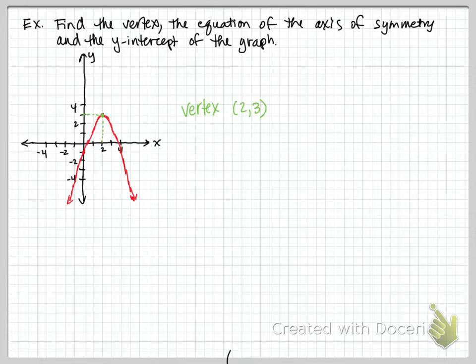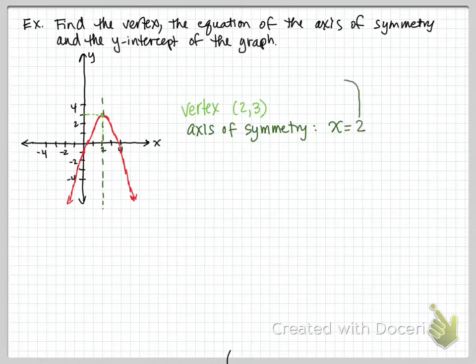Now, the axis of symmetry is going to be this vertical line. So I'm going to color it in slightly differently. That passes through the vertex. So it's a vertical line. So the axis of symmetry, I don't even need to calculate it when I see this picture. It's going to be x equals, and it's whatever it passes through on the x-axis, which is at 2. Now notice, it's the x-coordinate of your vertex.